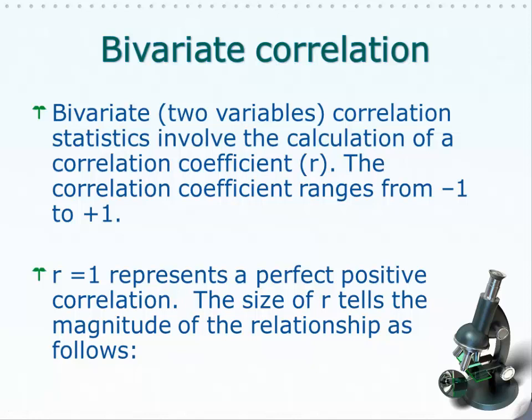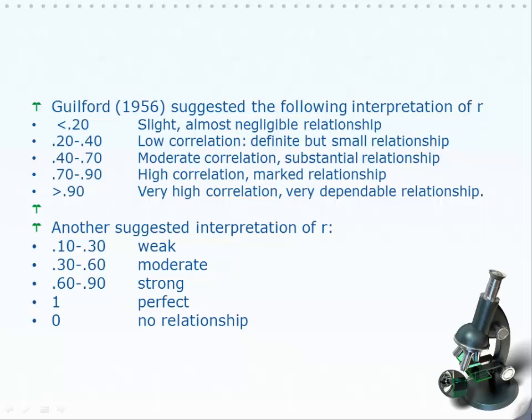In bivariate correlation, which means correlation between two variables, the correlation statistics involve the calculation of a correlation coefficient, or R, and the correlation coefficient ranges from -1 to +1. An R of 1 represents a perfect positive correlation, and the size of R tells us the magnitude of the relationship.